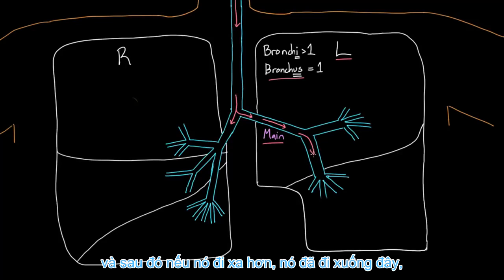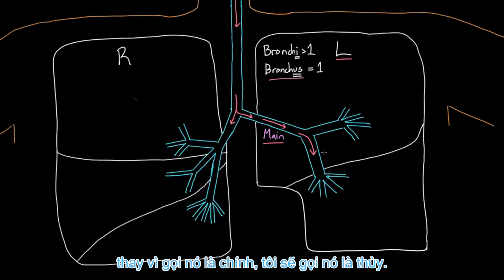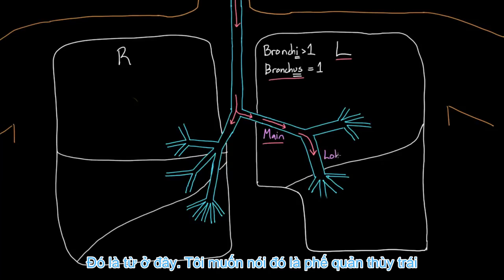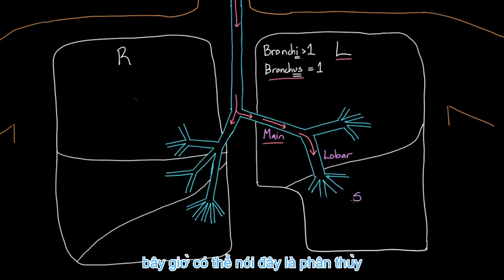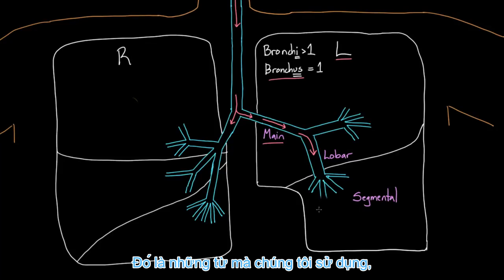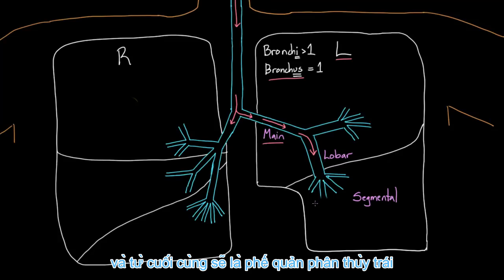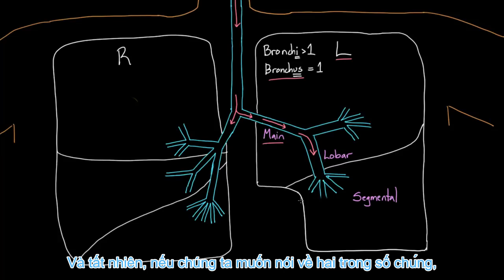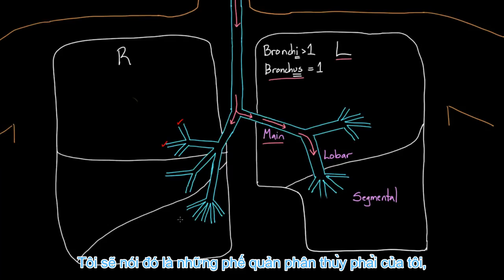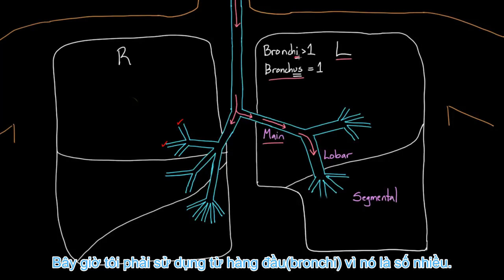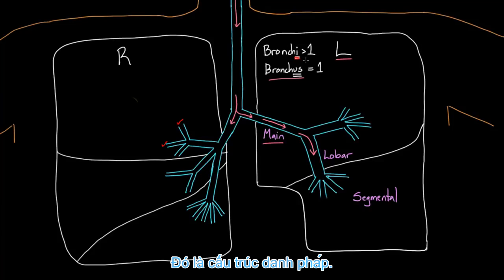And then if it went further, let's say it went down here, then instead of calling it main, I would call it the lobar. That's the word here. So I'd say it's my left lobar bronchus. And then if I wanted to go a little bit further, I could say, well, now this is my segmental. So these are the words that we use, and this final one would be then my left segmental bronchus. And of course, if you want to talk about two of them, let's say I want to talk about both this guy and this guy, then I would say those are my right segmental bronchi, because now I have to use the top word because it's plural. So that's the naming structure.